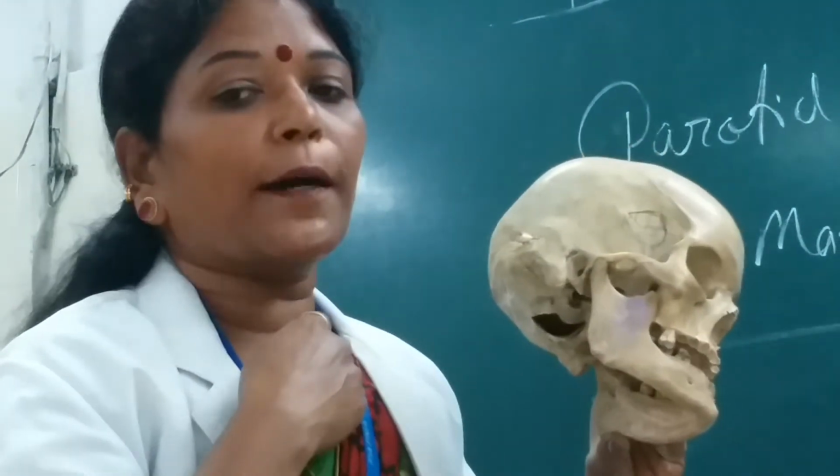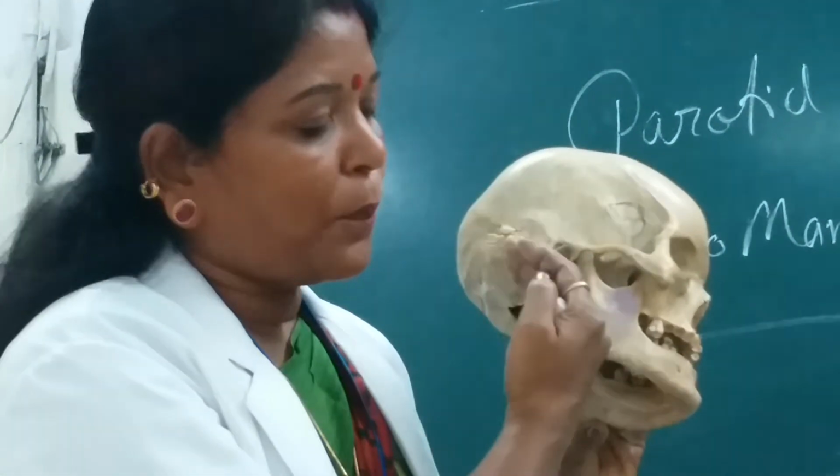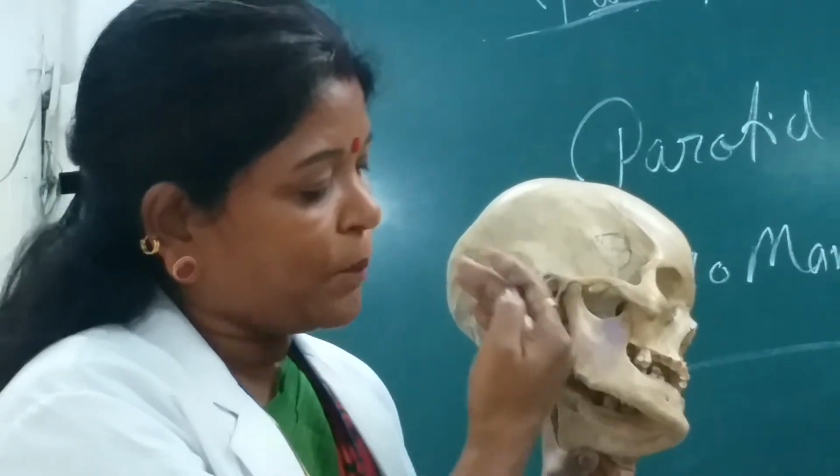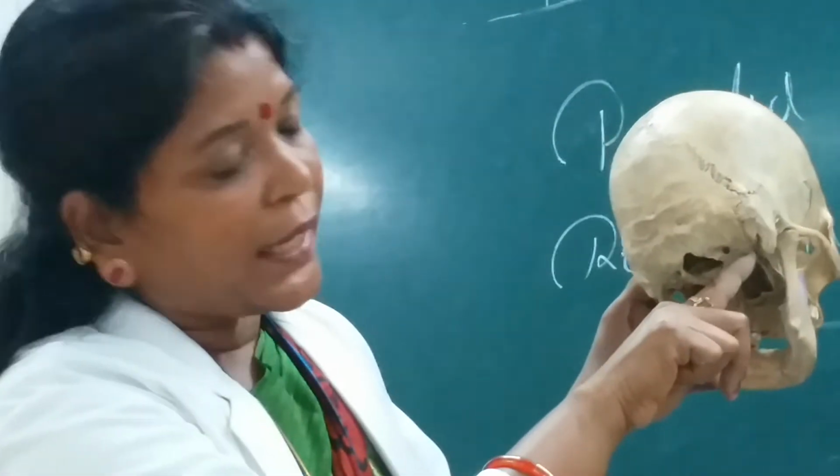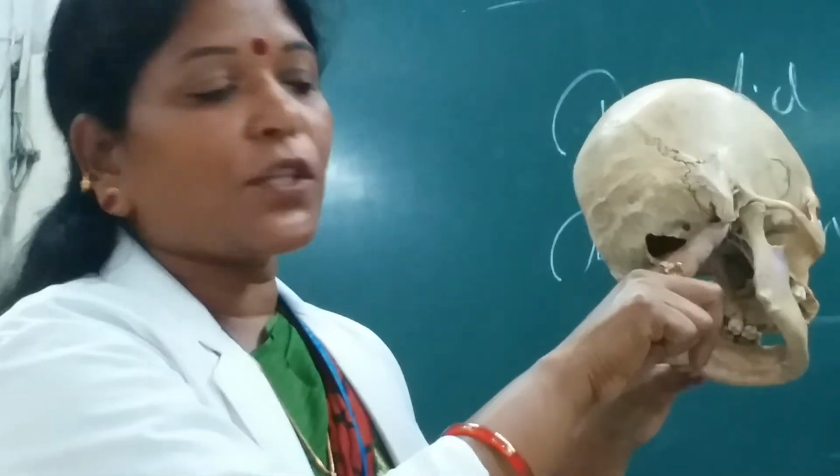Have you heard the name of sternocleidomastoid? Sternum, cleido means clavicle, and up to the mastoid process. So posteriorly it is the mastoid, laterally sternocleidomastoid, and medially there is one more muscle which is known as the posterior belly of the digastric.